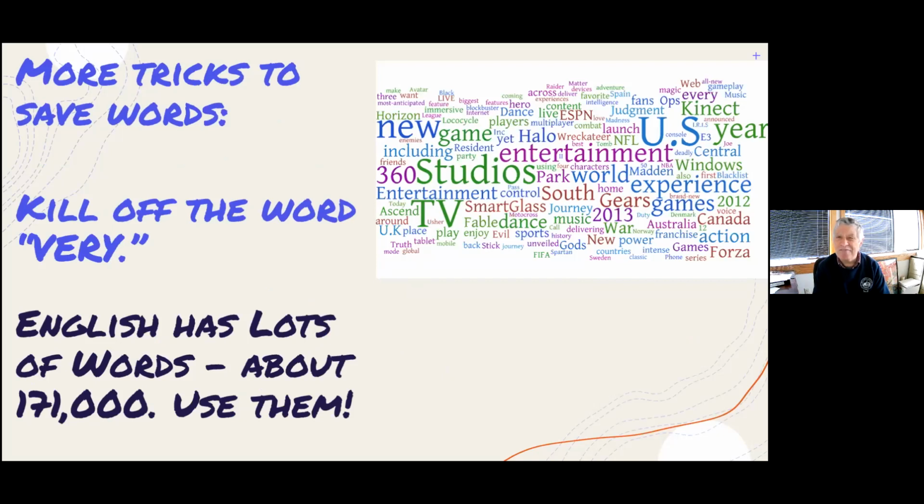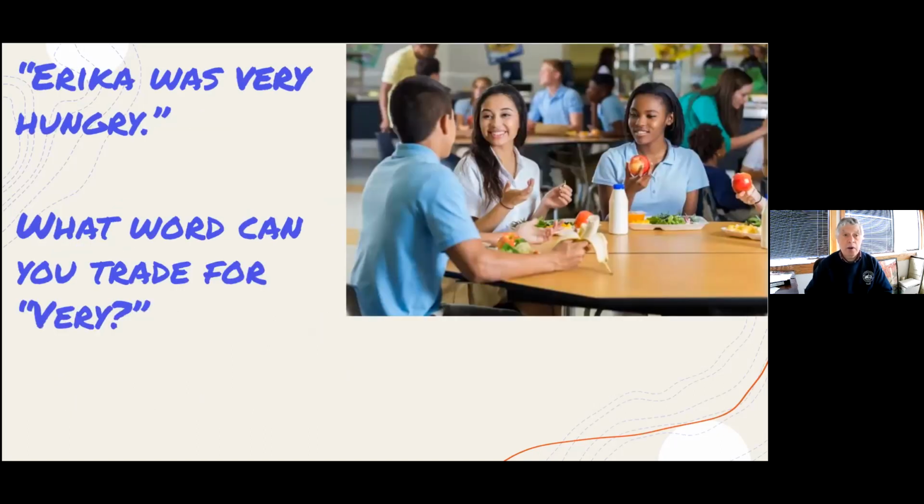Kill off the word very. I hate the word very. Now, English is a very, very precise language. English is a precise language. It has a lot of words. One source I saw, and I didn't really check it out, is that English has 171,000 words. So we can use them. We can get precise with our language. And so we don't need to use the word very.